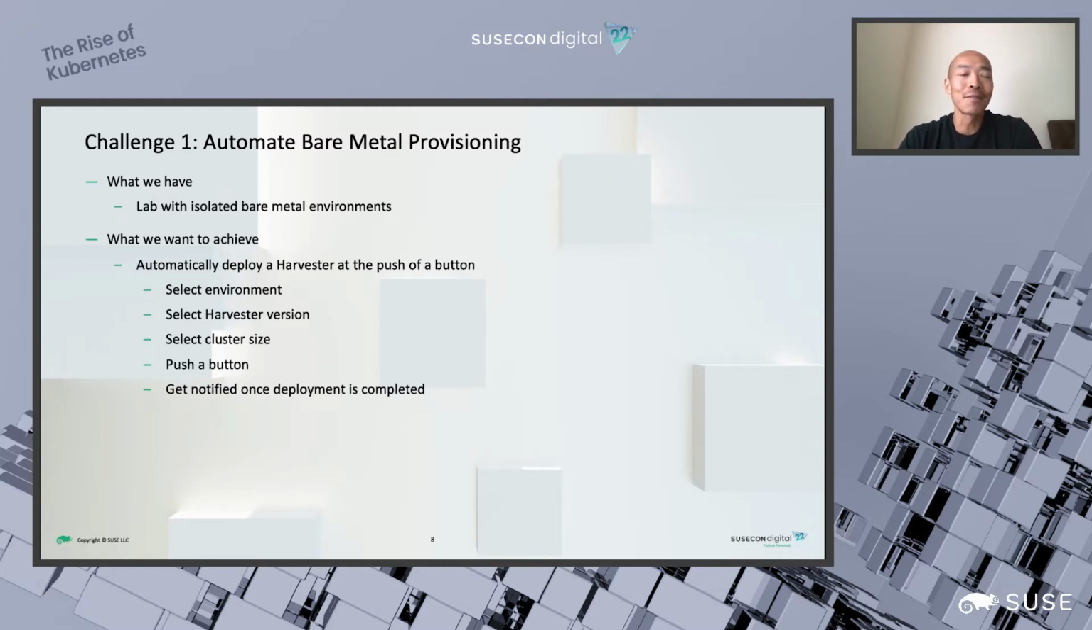Our lab was basically made up of individual isolated bare metal environments, each with a number of bare metal servers allocated. Our goal was to enable QA engineers to deploy a Harvester cluster onto a selected bare metal environment at the push of a button. Ideally, a QA engineer would just need to first reserve the environment, then select the Harvester versions that he wants to deploy and the cluster size, and then press the button to kick off the deployment. When the deployment is completed, the team will get a notification.